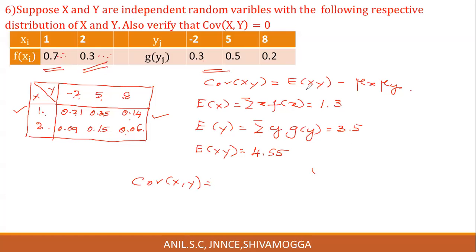Now let's find the covariance of xy. Substitute. Expectation of xy is 4.55 minus mu x, which is 1.3, mu y, which is 3.5. Check it. 0. That's fine. So please make a note of this.